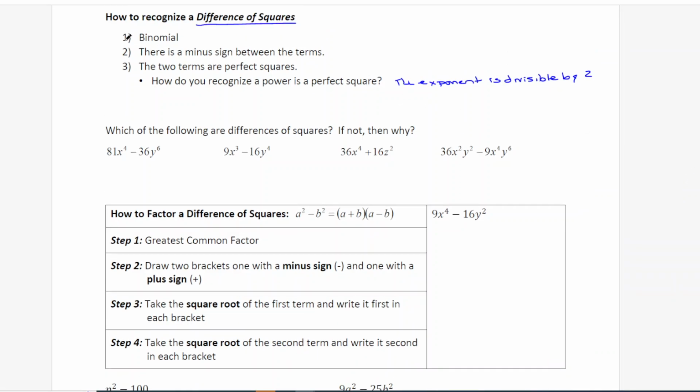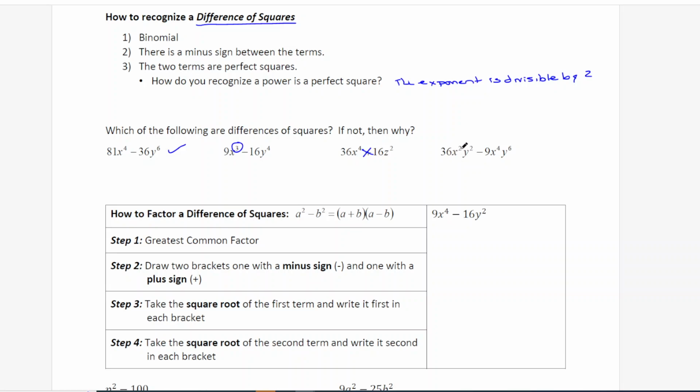So we're looking for, first off, are they binomials? Yes. Second off, are they separated by minus signs? Yes, yes, no, yes. Last off, are the two terms perfect squares? In other words, are the numbers from that list of numbers we know, and are the exponents divisible by 2? So 81 x to the 4, 36 y to the 6, all good. 9, good. X to the 3, nope. That's odd, right? That's not a perfect square. What about this one?